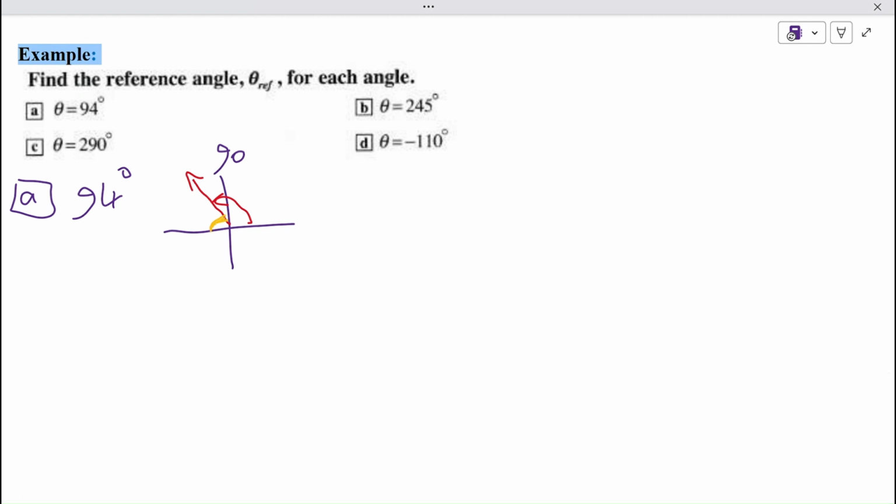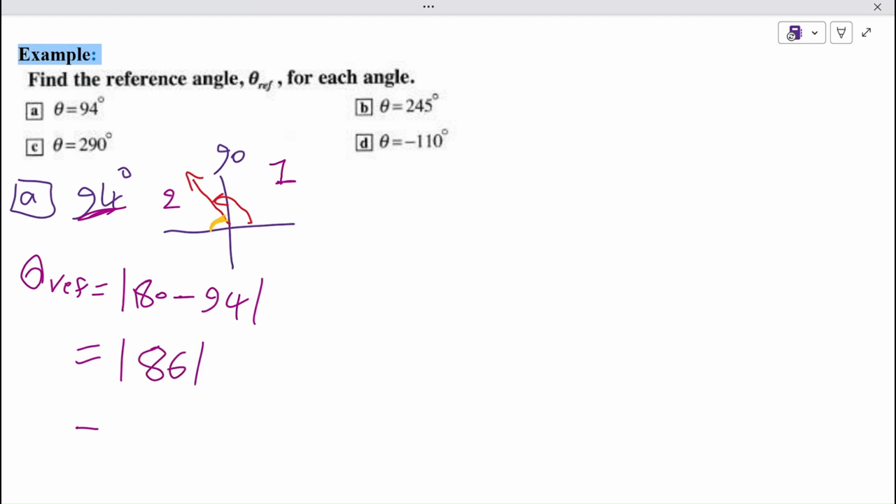So how can we find it? Please follow the cases that I told you. This is in the second quadrant. This is first, this is the second quadrant. In the second quadrant, the reference angle is equal to the absolute value of 180 minus theta. Our theta is 94, so 180 minus 94 is equal to 86. So the reference angle is 86. That's enough. This is our solution, and this is really easy. What about B?